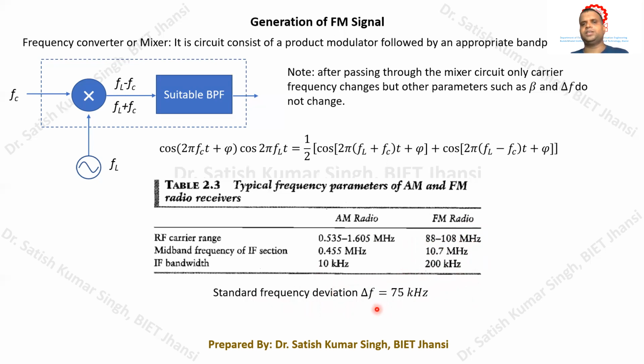The frequency deviation is not strictly exactly 75 kilohertz, but it should be around 75 kilohertz. It may be a little bit less than that, or a little bit more than that. So these are the important typical parameters that an FM radio station should have.